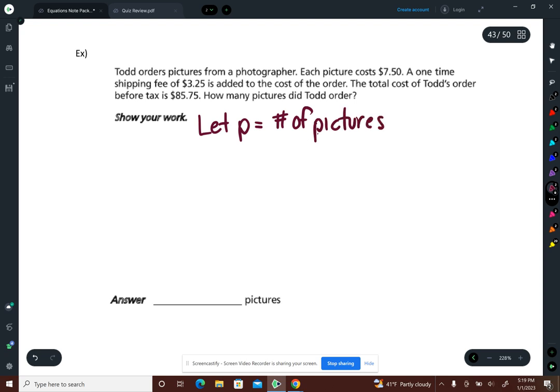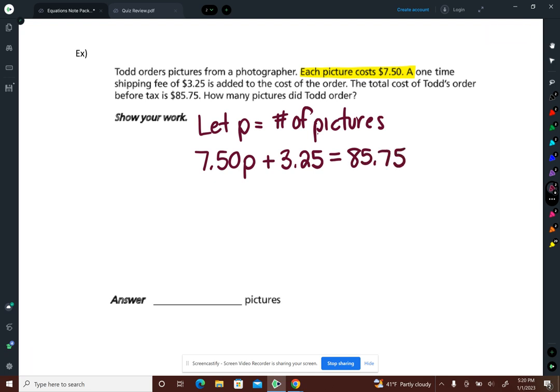Okay, so why don't you pause the video, you try to come up with the equation, and then press play and see if you've got it set up correctly. So hopefully what you did is we said P is the number of pictures. So you were looking for the number that's talking about the pictures, which is right there. So it says each picture is 7.50. So I would have 7.50P plus you got to pay shipping, which is 3.25. And then the total, so equals 85.75.